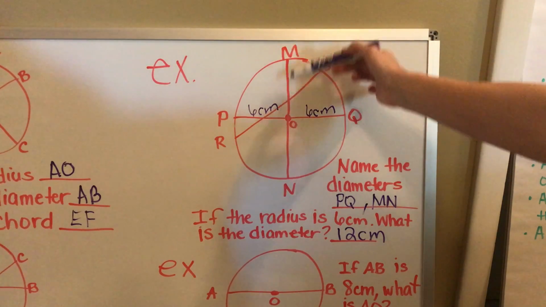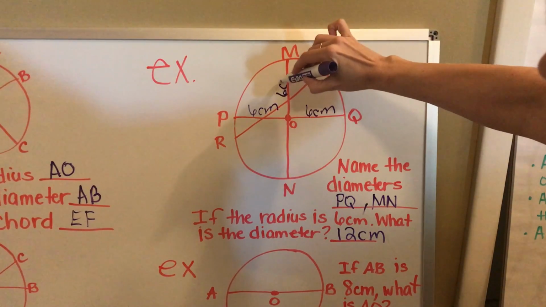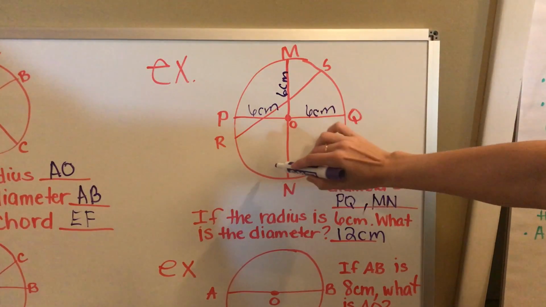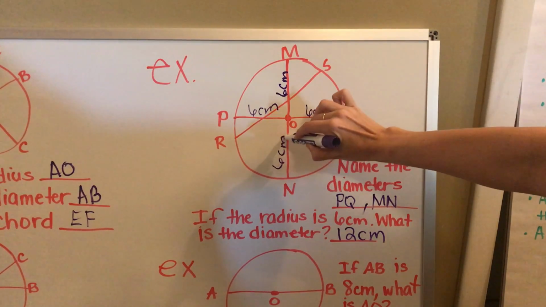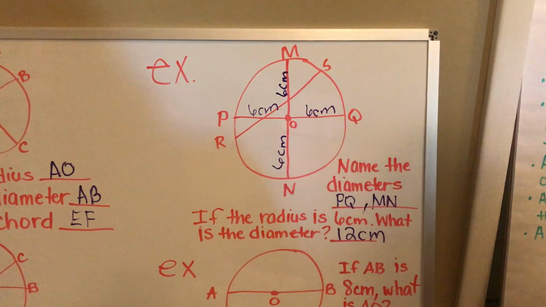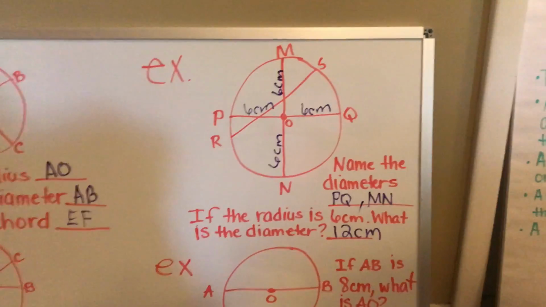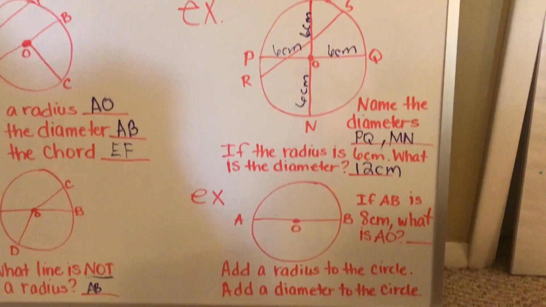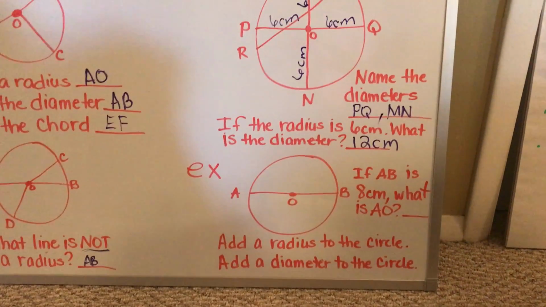Same with this one. MO would be 6 centimeters, and NO would also be 6 centimeters, so that would be 12 as well. One more down here at the bottom.